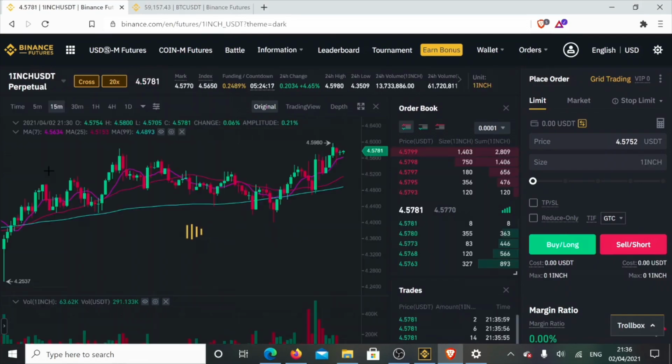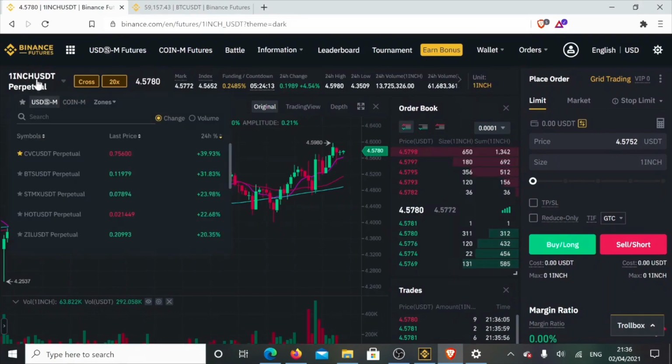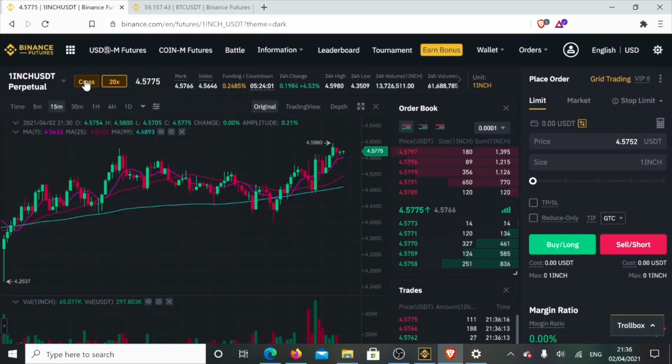It will load up and you have your graph for 1 inch exactly. So here you can see it's not BTC anymore, it's 1 inch. So here is where you can change. Just drop down, type the coin you're looking for, and that is it. The next button here, it's cross. What is cross? So click on cross.